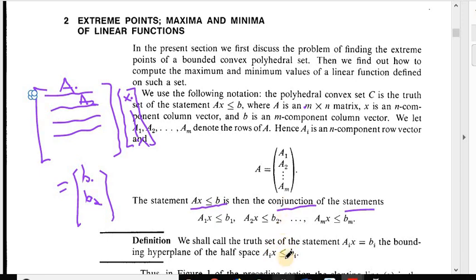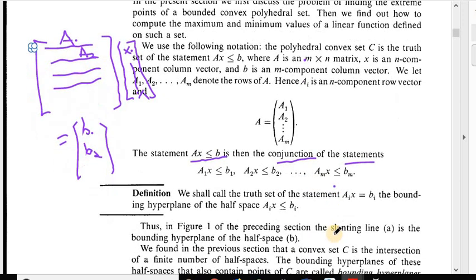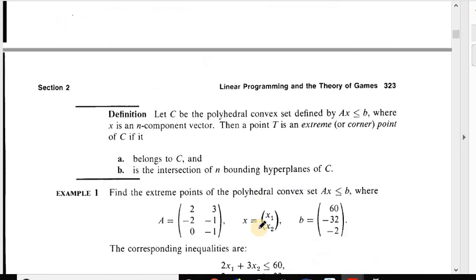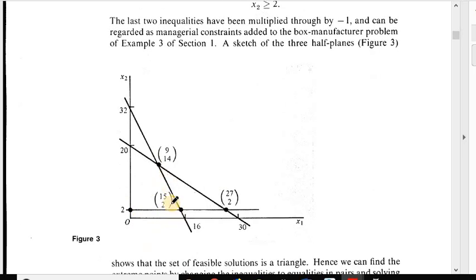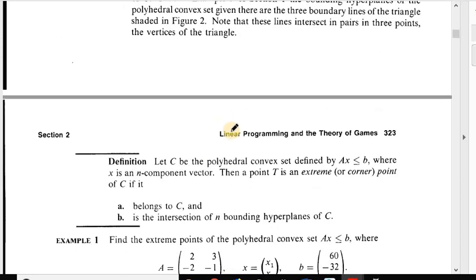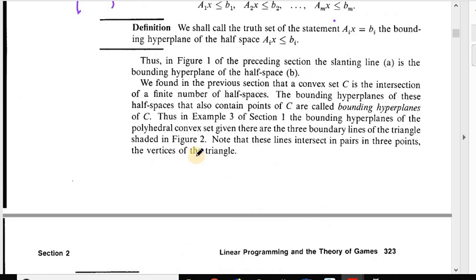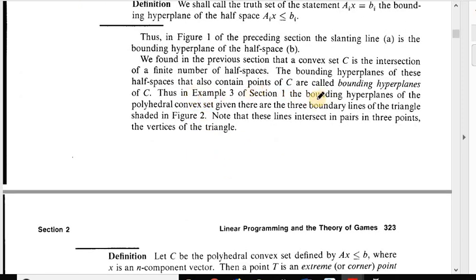So if you relate this definition to our two-dimensional examples, then each line that is the edge of a region is a bounding hyperplane. It doesn't look like a plane, but as I mentioned previously, if you have 3 dimensions instead of 2, these bounding sets will in fact be planes. And just to continue the trend, when we have dimensions higher than 2, we call them hyperplanes. All right. So example 3, section 1, the bounding hyperplanes of the polyhedral convex set. The 3 boundary lines of the triangle are your bounding hyperplanes.